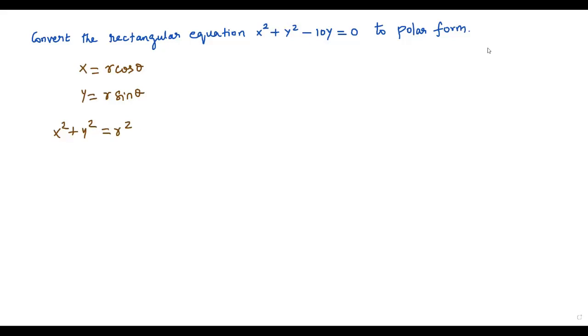In our problem, we have x² + y², so it has to be replaced by r², minus 10 times y, and this y has to be replaced by r sin θ, equals 0. Now I have the polar form of the given rectangular equation, but it has to be simplified. When I look at the two terms on the left side, both of them are multiples of r. So we can factor r out.